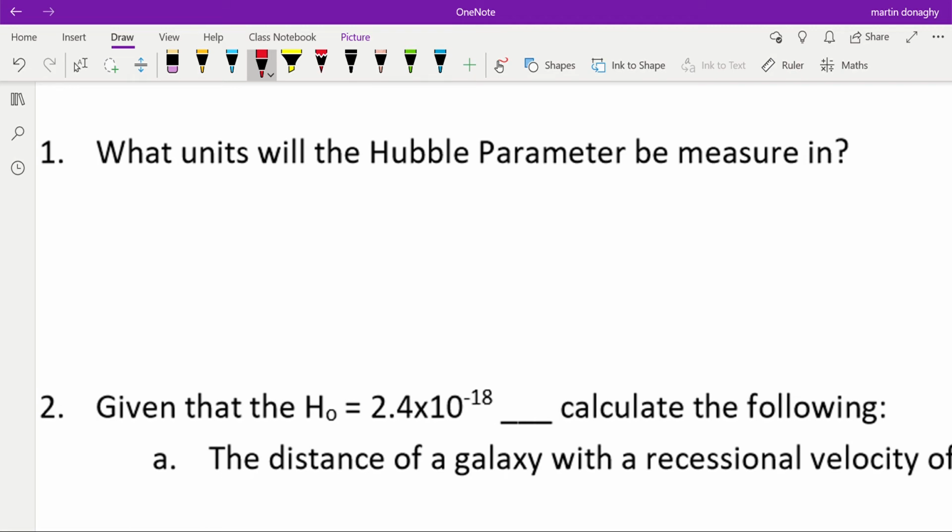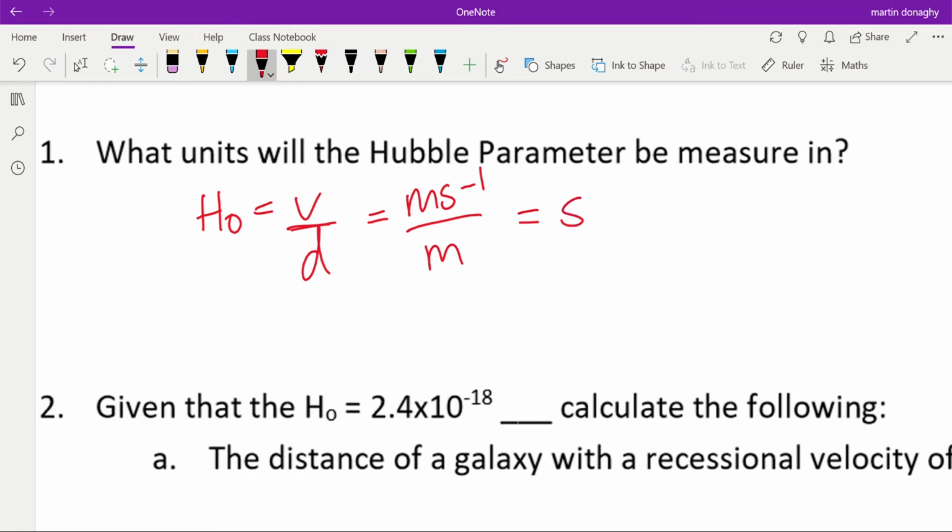Let's look at the solution to these questions. So first one, what units will the Hubble parameter be measured in? We start off with our equation, which is just the recessional velocity divided by the distance it is away from us. So velocity will be meters per second, that will be meters. So our unit is seconds to the minus 1, so we can put it in down here.